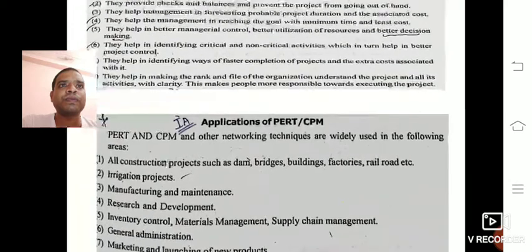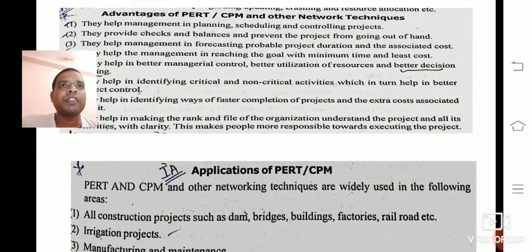Now we come to the advantages of the PERT CPM techniques. Here are some advantages. It helps in planning, scheduling and controlling the project. It provides a check and balance and prevents the project from going out of hand. It helps the management in forecasting the probable project, and in reaching the goal with the minimum time and least cost. It also identifies the critical and non-critical activities in the project. These are some of the advantages.